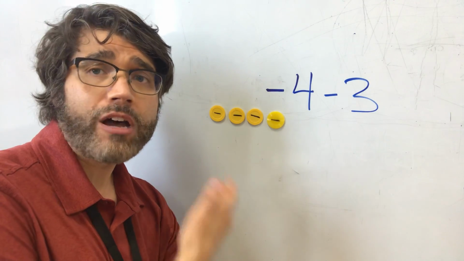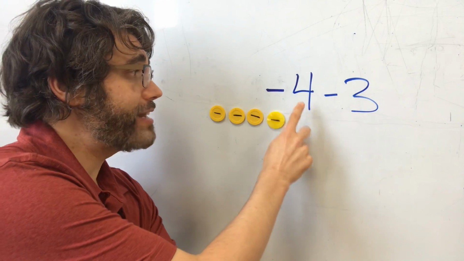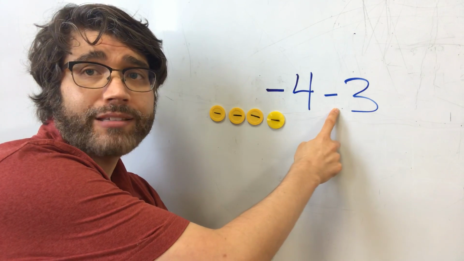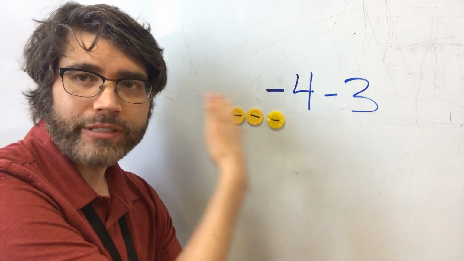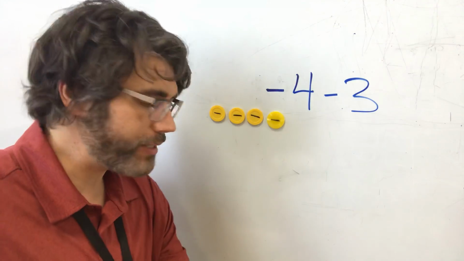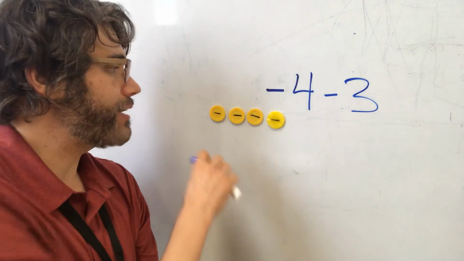All right, so let me talk about this kind of situation where you have a negative number, then you subtract a number like 3 or something like that. What does that really mean conceptually? So let me tell you what it looks like visually.